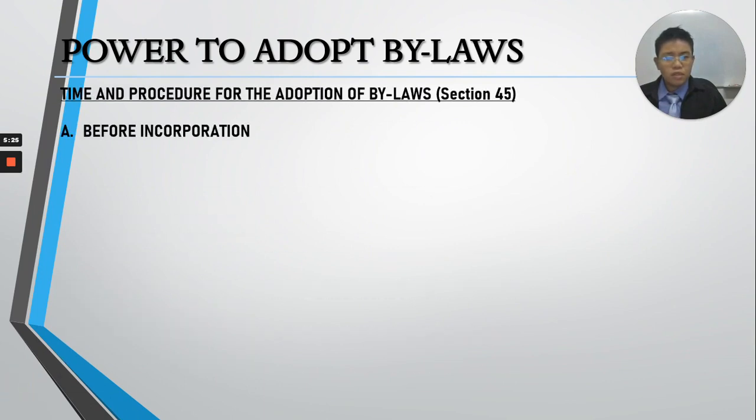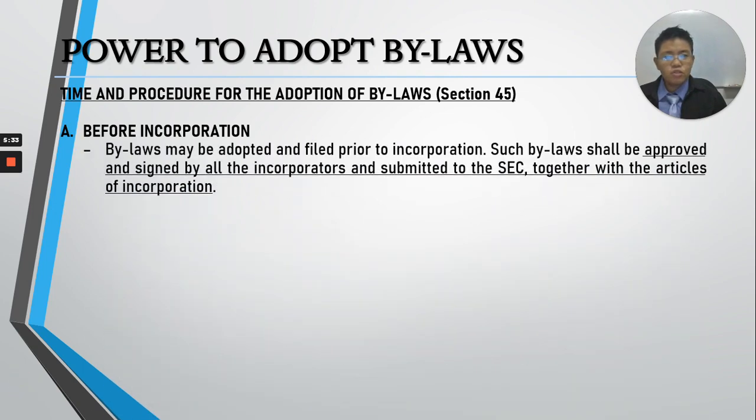So, time and procedure as provided for in Section 45. Obviously, bylaws can be adopted before incorporation, and your bylaws will be submitted together with the articles. So, bylaws may be adopted and filed prior to incorporation. So, remember that the bylaws, if you want to adopt them before incorporation, must be approved and signed by all the incorporators and submitted to the SEC together with the articles of incorporation.